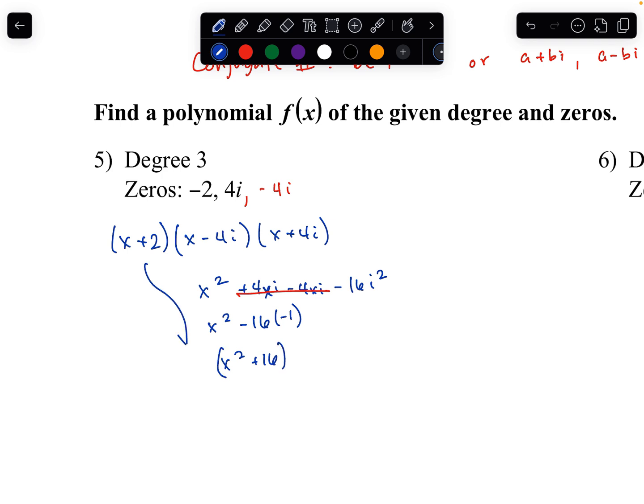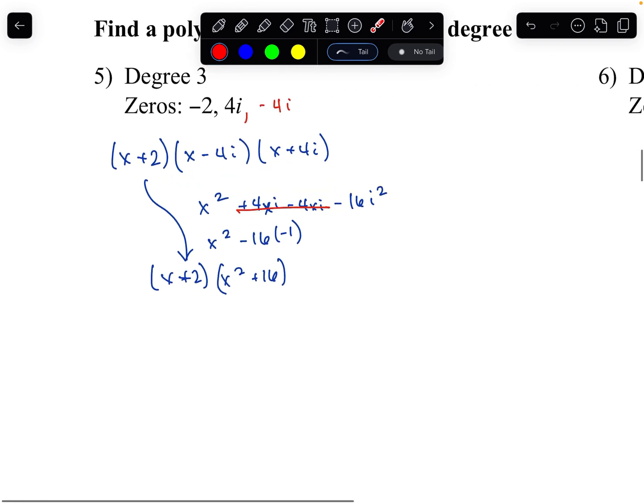And don't forget that we need to multiply by x plus 2. But the good part is because we multiplied the conjugates together first, we don't have to deal with imaginary numbers anymore. And so now we just have to multiply these together. So we get x times x squared, which is going to be x to the 3rd. We're going to multiply x by 16. It's going to give me 16x.